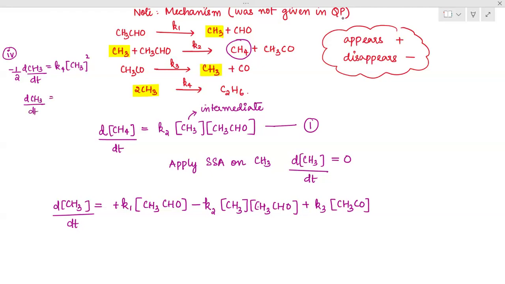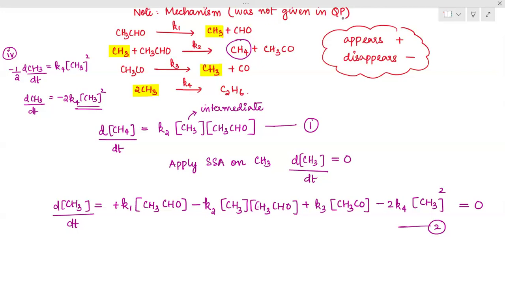d[CH3]/dt is equal to, this 2 will go to the other side, and the minus will go to the other side. So it will become minus 2K4 [CH3] squared. You have to be careful whenever you have coefficients. So this will form minus 2 times K4 [CH3] squared, and this is going to be equal to 0 as we are applying steady state approximation. Now, let's label this as equation number 2. If you look at this equation, you can see that you have CH3, which is the intermediate that we are trying to eliminate.